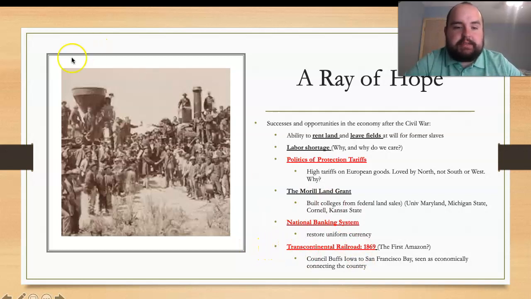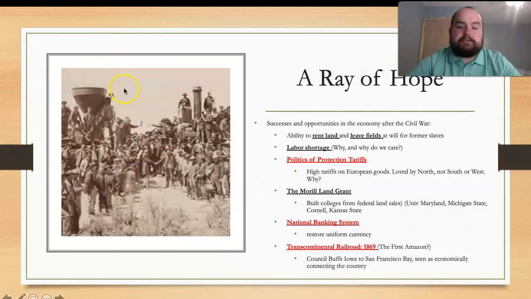Also, we have the Transcontinental Railroad, which you can see pictured here, which was finished in 1869. The reason I call it the first Amazon is now, for the first time, you could do something that would eventually lead into what we know as Amazon today. So, for example, I'm sure many of you are very familiar with Amazon and how you can just type in a few buttons and get almost anything you could possibly imagine delivered right to your front doorstep. The Transcontinental Railroad was one of the first times in American history people could actually do something close to that.